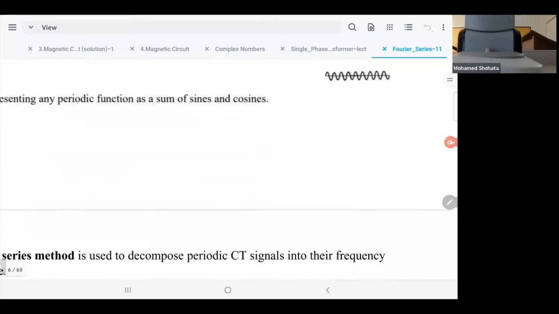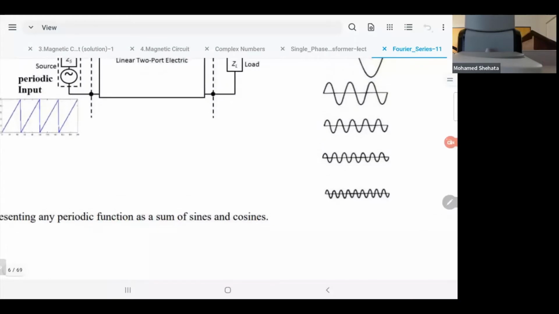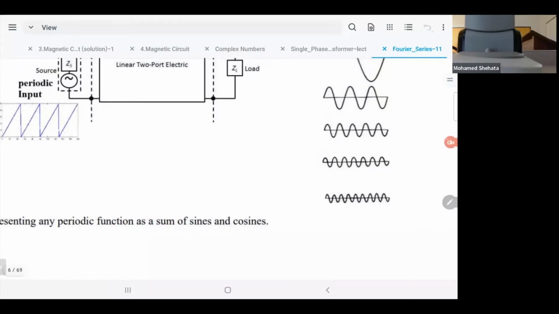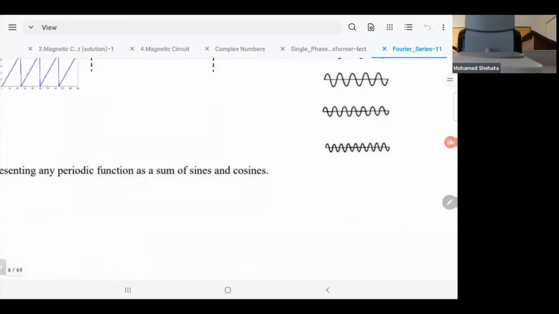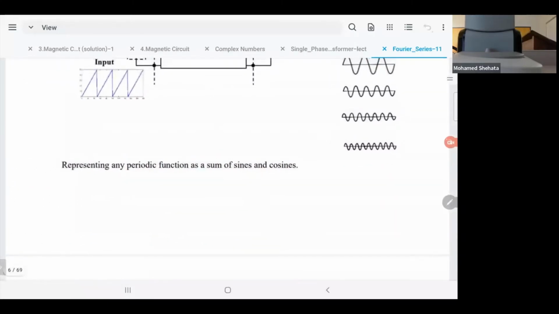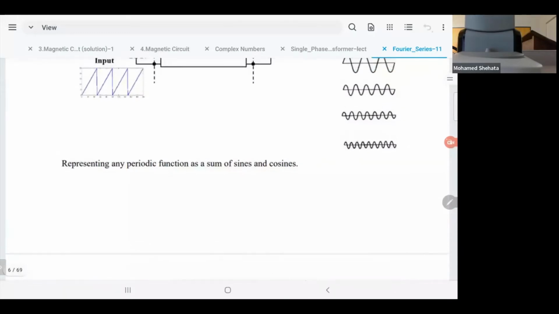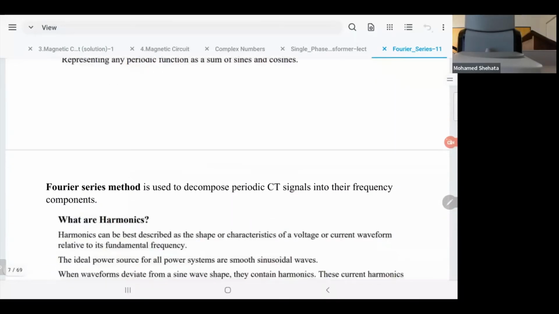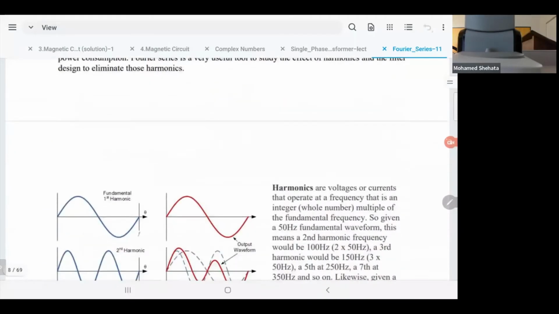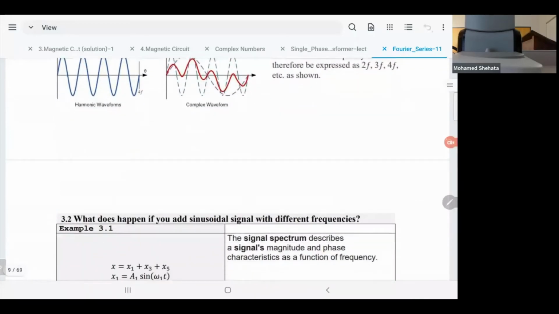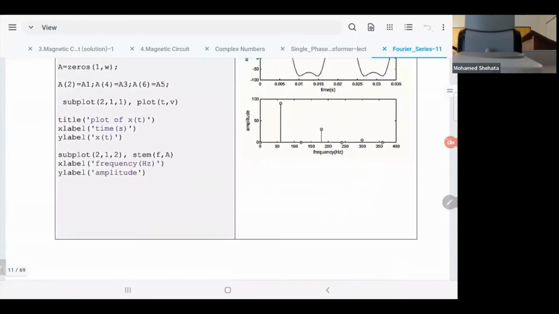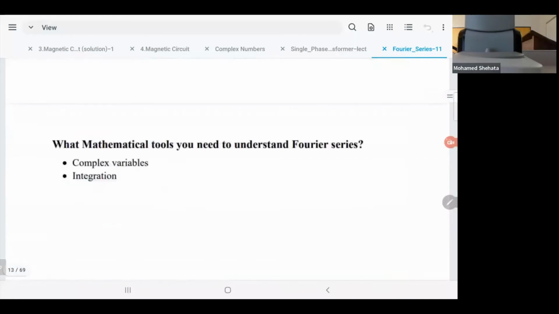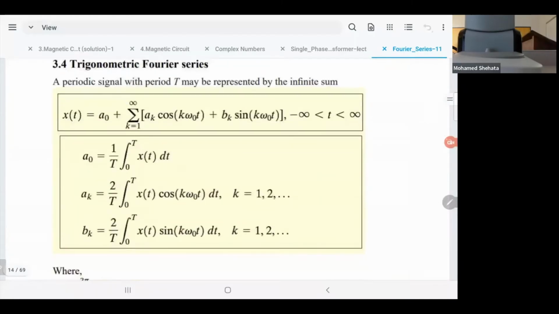There are many applications if you know the components of each one. Sometimes you compose them. So Fourier worked on that, and you could express any periodic function by using this formula.